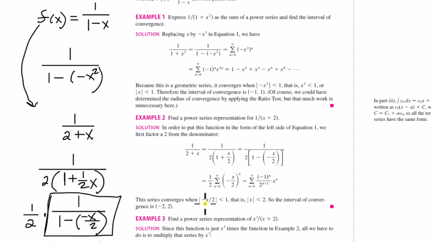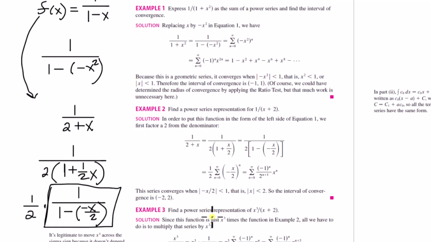So they solve this absolute value inequality and get that this is the interval of convergence, and you don't have to analyze the endpoints, because at -2 and 2 the common ratio is going to be greater than or equal to 1, or equal to 1. So you know it's not convergent.